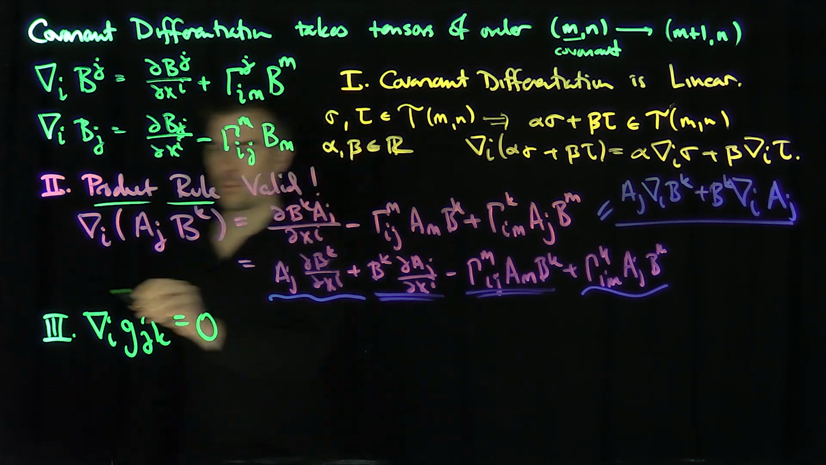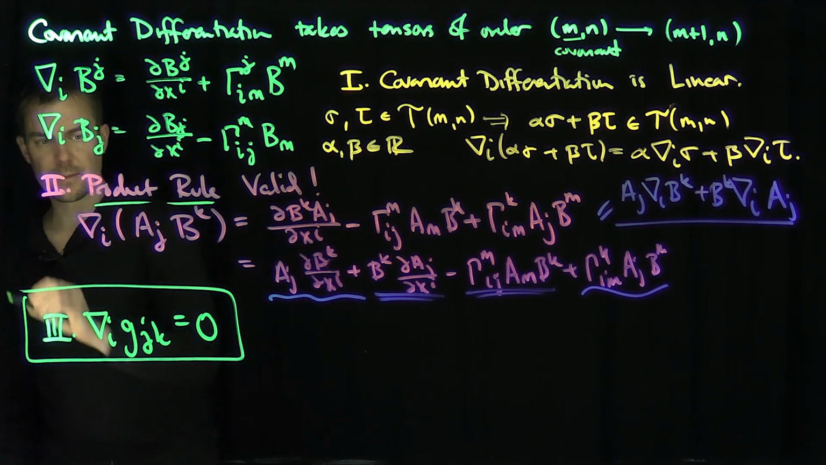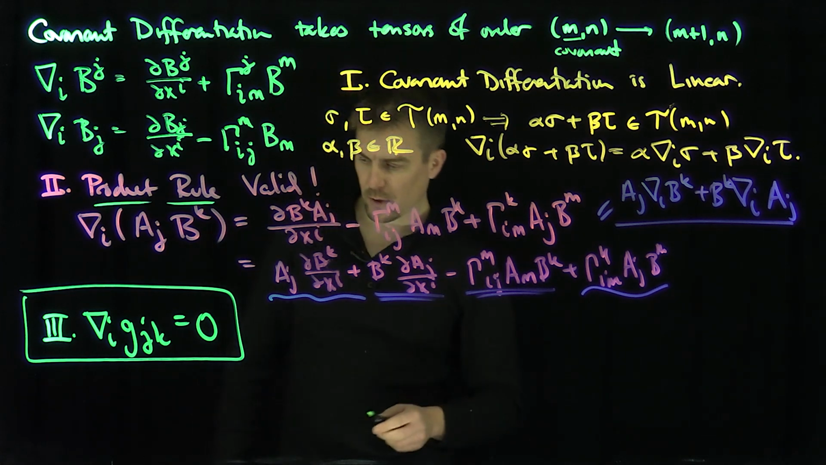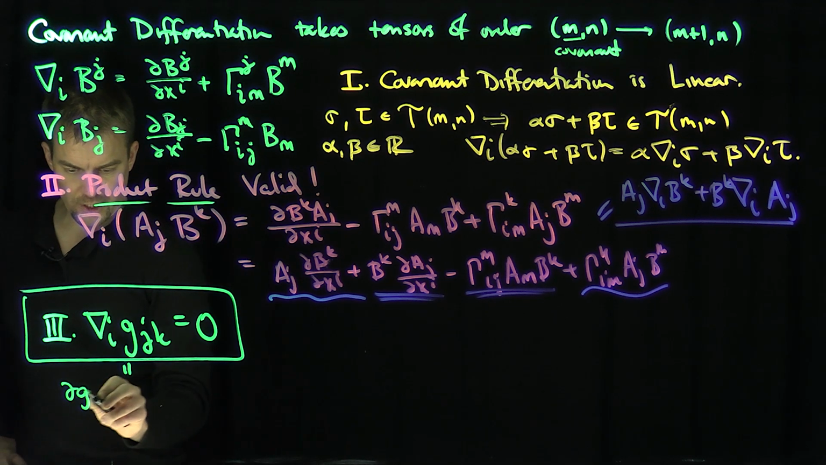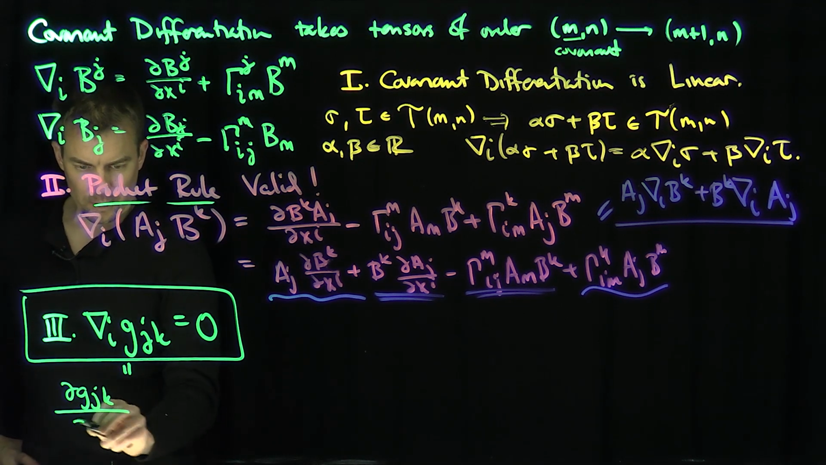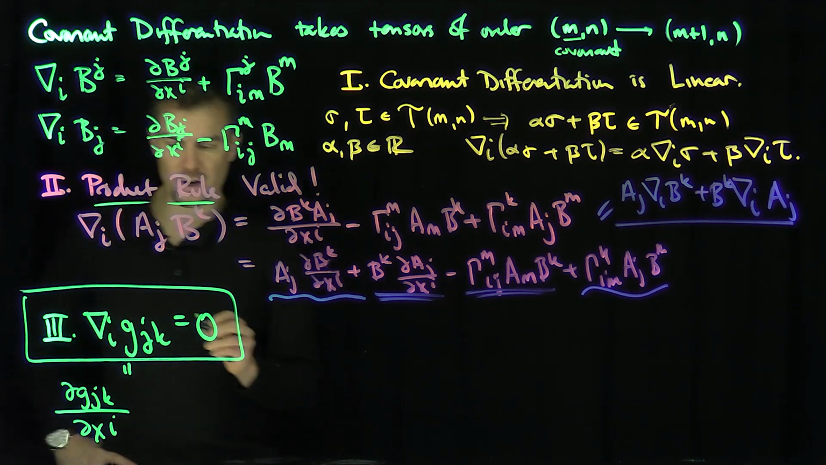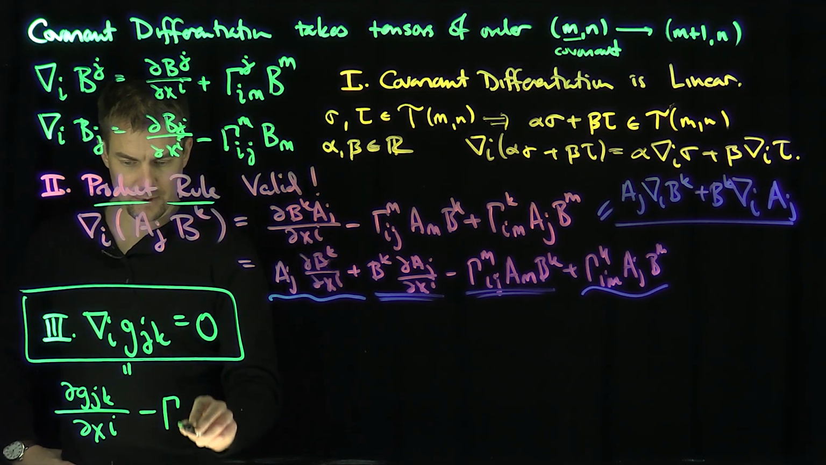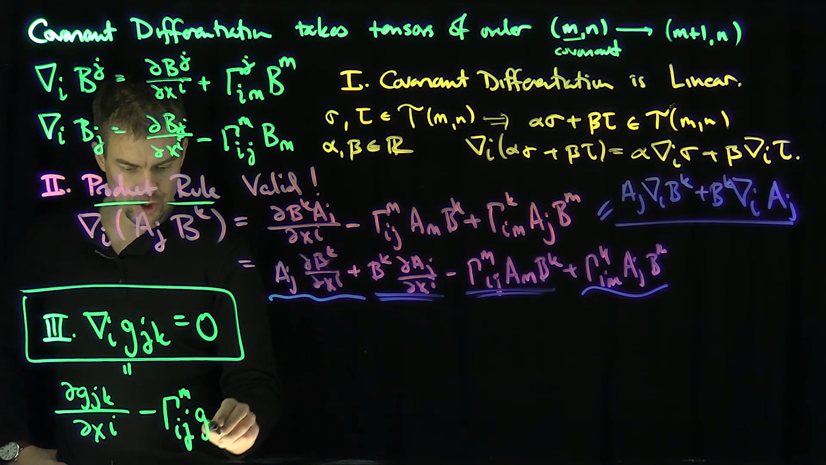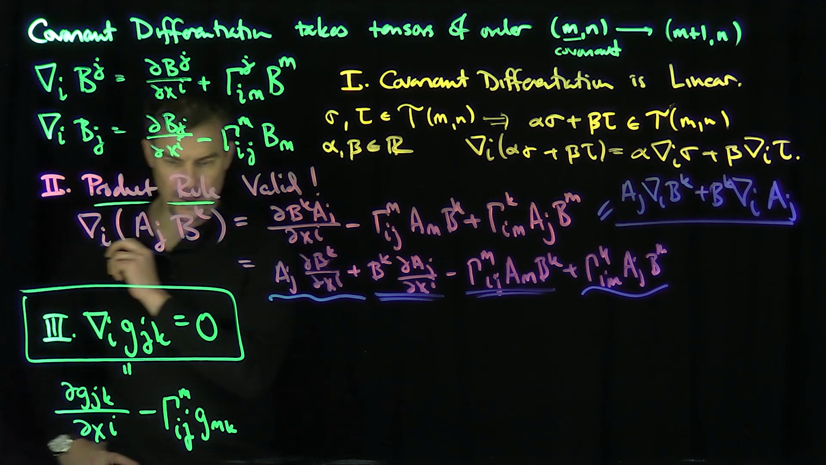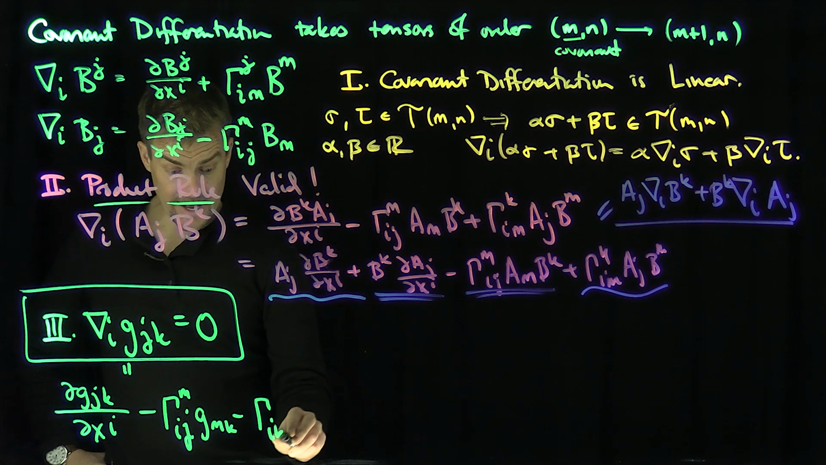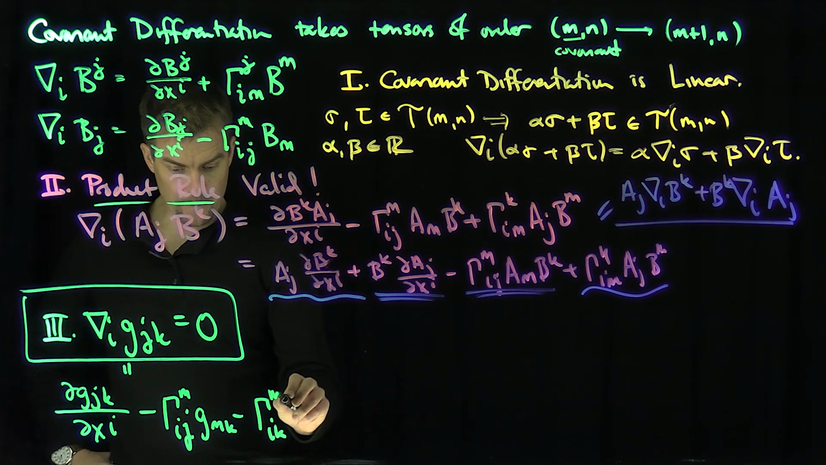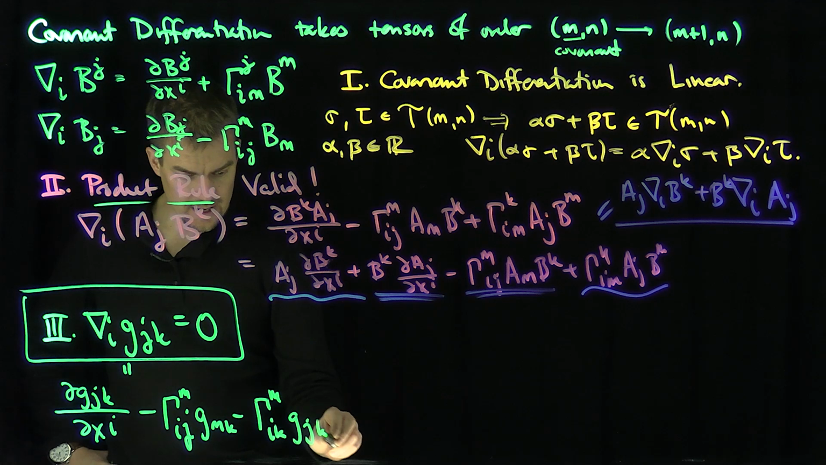Okay, that's a beautiful property of covariant differentiation: the metric tensor has 0 covariant derivative. Let's prove it. So what's this going to be equal to? Well, it's going to be equal to partial g_jk, partial x^i, and I have two covariant components, so both of those get negative. So negative Gamma^m_ij, and then we're going to have a g_mk, like that. And then a minus Gamma^m_ik, g_jm, like that.